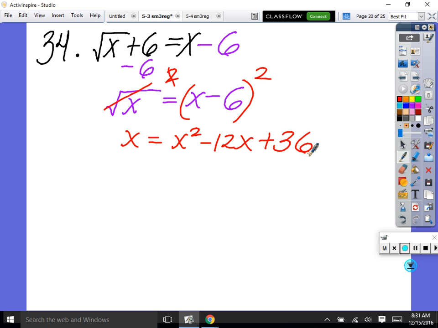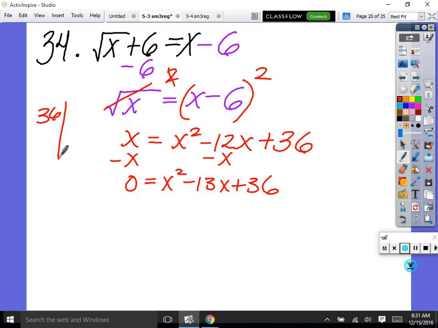Now it's a quadratic, we need it set equal to 0. So shouldn't I subtract x? 0 equals x squared minus 13x plus 36. So you'd say what multiplies to be 36 and adds up to be negative 13. Well, 6 and 6 would be 12, so those must not be it. 9 times 4. Yep, negative, negative, right? So this factors to be x minus 9, x minus 4. So we get x is equal to 9, x is equal to 4.